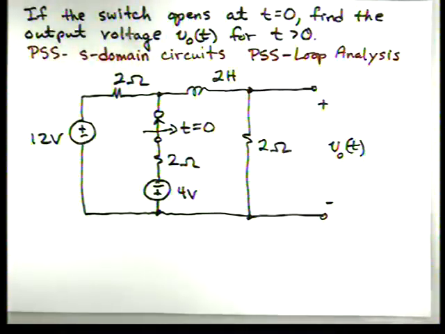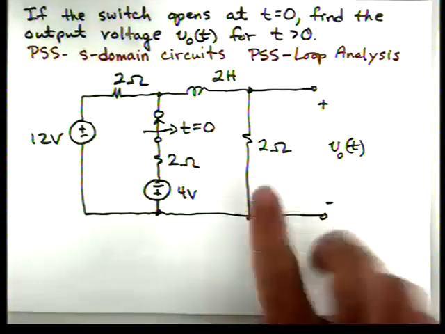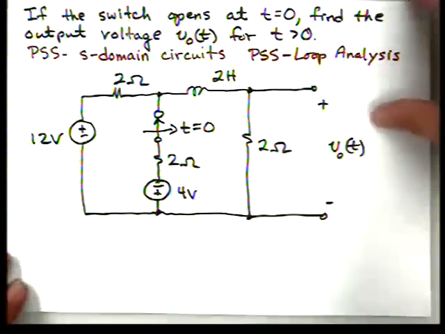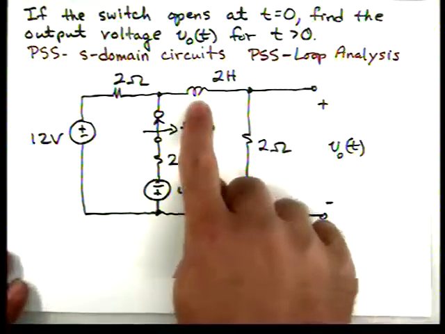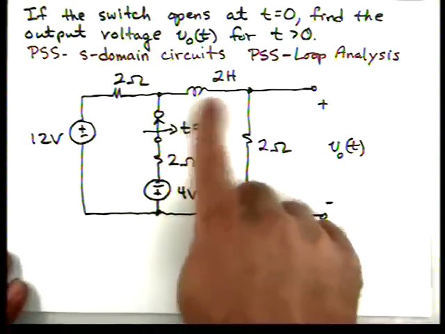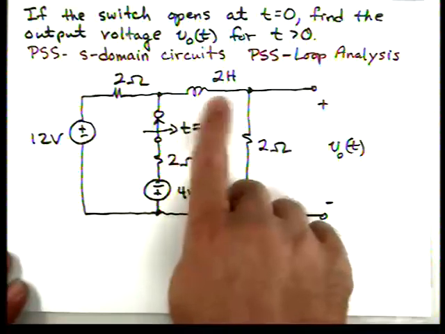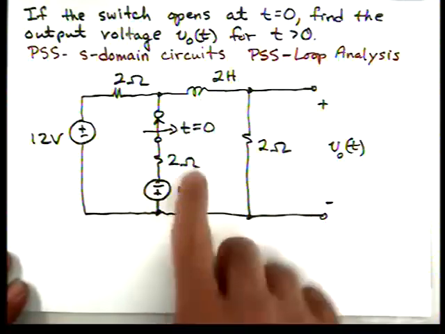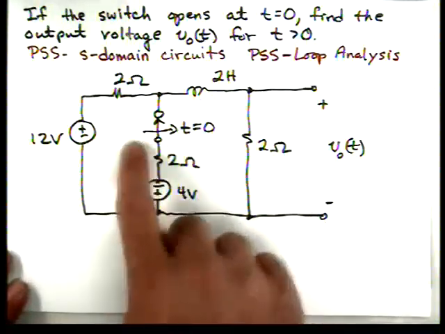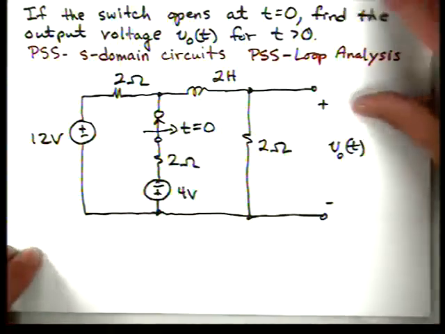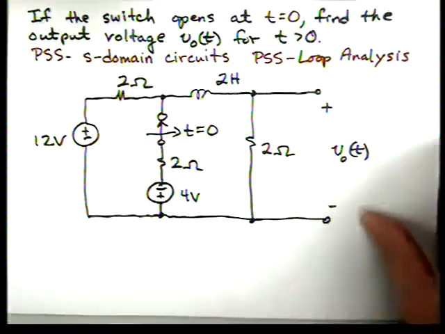for the S-domain circuits, the first step is we draw the circuit at t equals 0 minus. We assume steady state, so the inductor is replaced by a short. Now what we want to do is solve for the initial condition, or the current flowing through this inductor the moment before the switch opens. So at t equals 0, this switch opens. So at t equals 0 minus, here's our circuit.